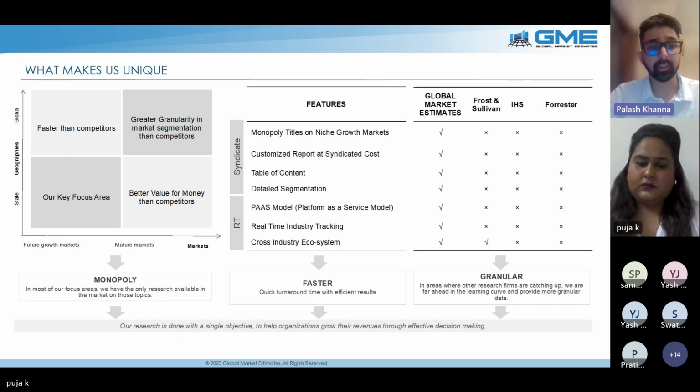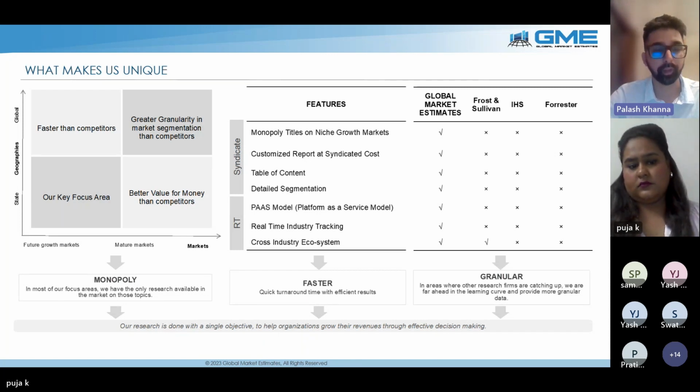Also, as you can see in this slide, we are faster than our competitors when it comes to niche high growth markets. We provide greater granularity in market segmentation for each of our reports. In areas where other market research firms are catching up, we are far ahead in the learning curve and provide more granular data. Quick turnaround time with efficient results is our topmost priority. Lastly, our research is done with a single objective: to help organizations grow their revenues through effective decision making.